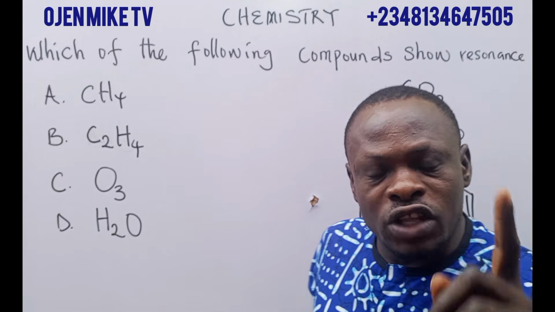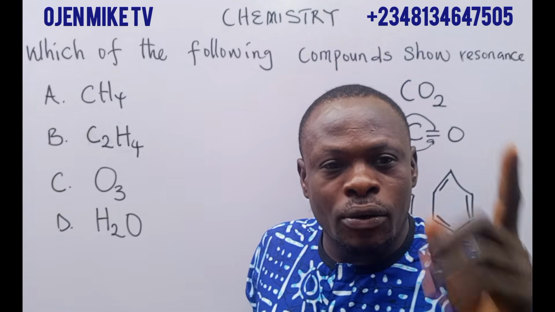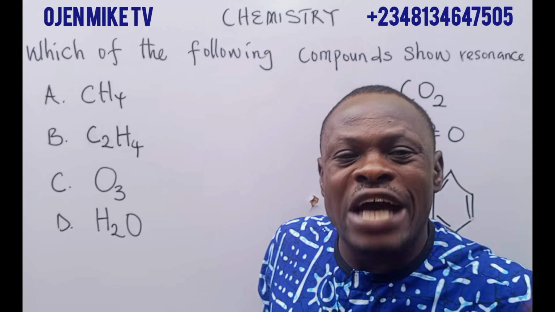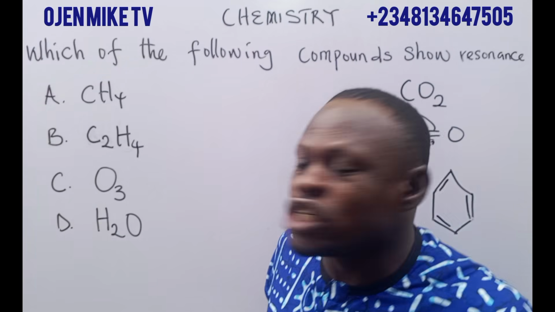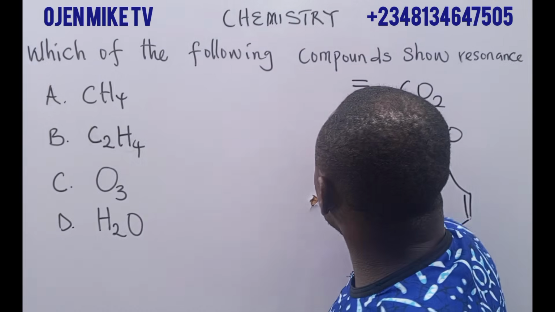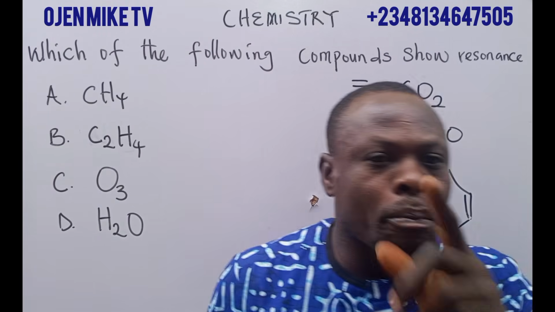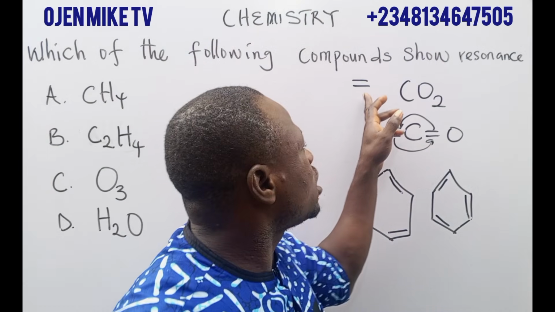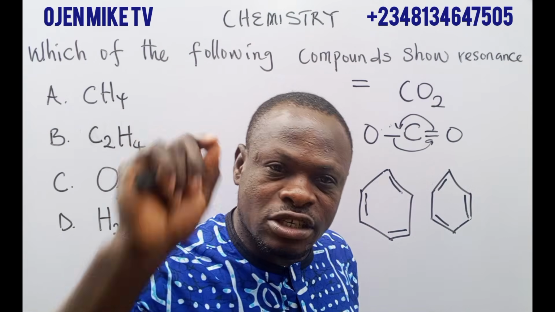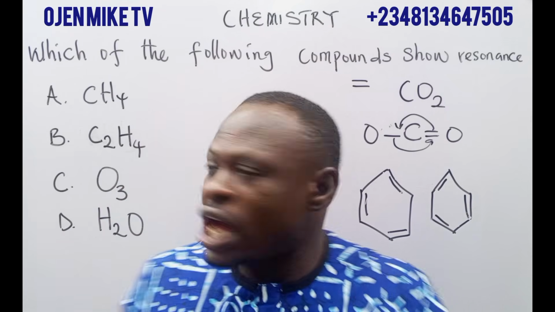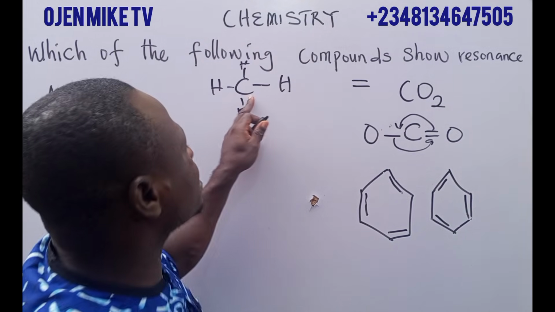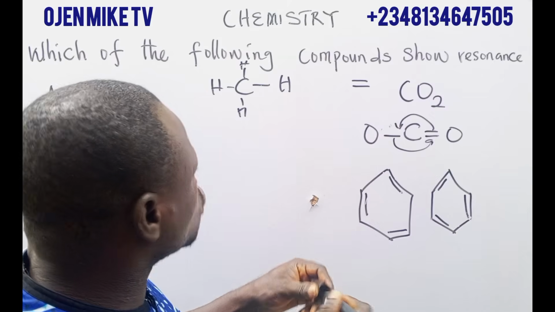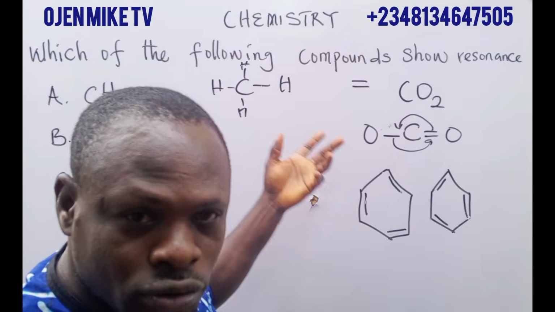Remember, one of the factors is to consider whether that molecule has a pi bond. Pi bond means double bond. Double bond is a pi bond. If that compound or molecule does not have a pi bond, it will not exhibit resonance. Now let's look at methane. You see that there is no resonance because these are all single bonds, no pi bond.